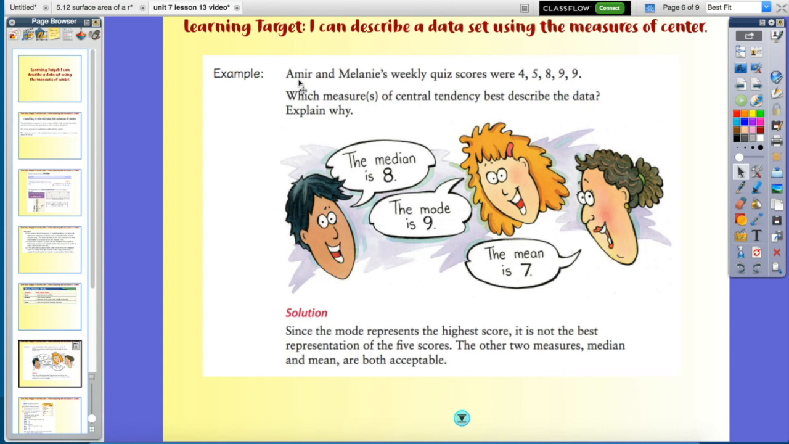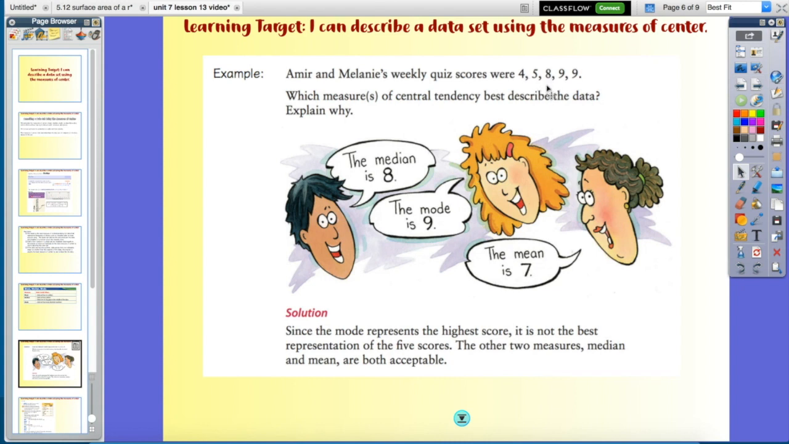So here's an example. Amir and Melanie's weekly quiz scores were 4, 5, 8, 9, 9. Which measure of central tendency best describes the data, and explain why? So the median here is 8, the mode is 9, and the mean is 7. So the mode is the highest score. So that really does not do a good job of describing the data set as a whole. The other two measures, the 8 and the 7, either one would be acceptable in this case.